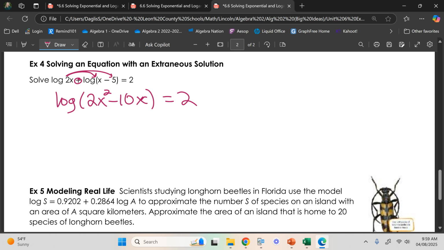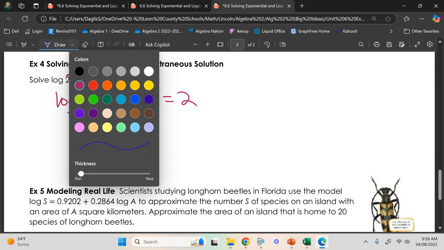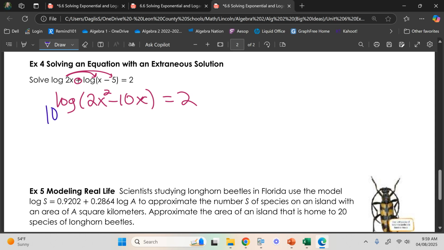All right, so now it's like my last problem. I have 1 log by itself on one side. I have to bring in the base. What is the base of this log? 10. Good. This is my common log. So a base of 10 to both sides leaves me with 2x squared minus 10x equals, don't say 20, 100. Good. That is 10 squared.